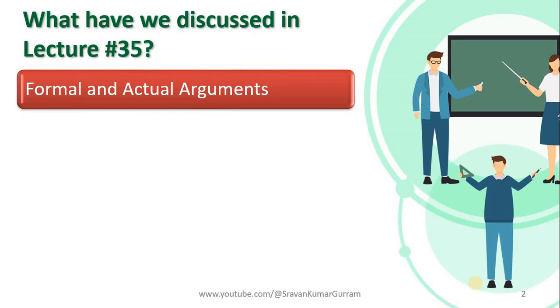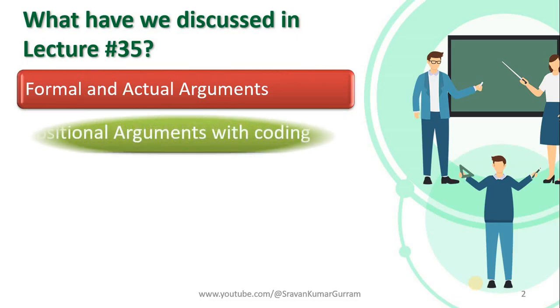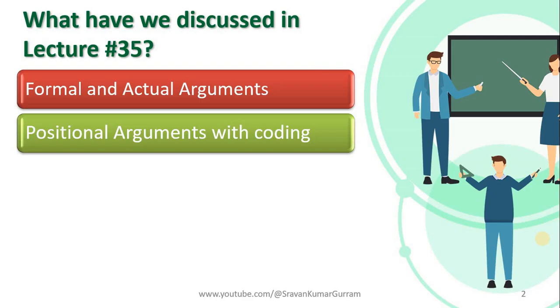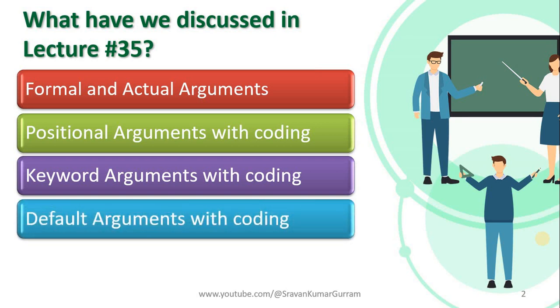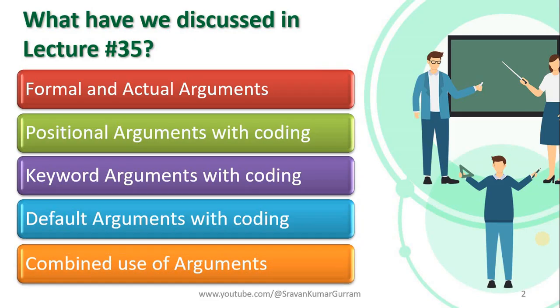What are formal arguments and what are actual arguments? Positional arguments with coding. We discussed keyword arguments and covered the coding part also. I explained what a default argument is and how to implement it with the help of coding. If we use a mixture of formal, positional and keyword arguments, how to use them and what conditions we need to follow, we covered these points also in lecture 35. If you haven't watched that, please go through it for a better understanding of this video.